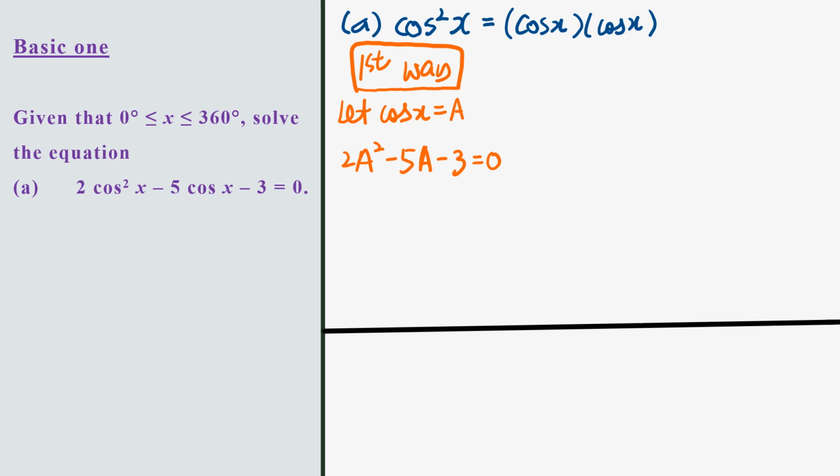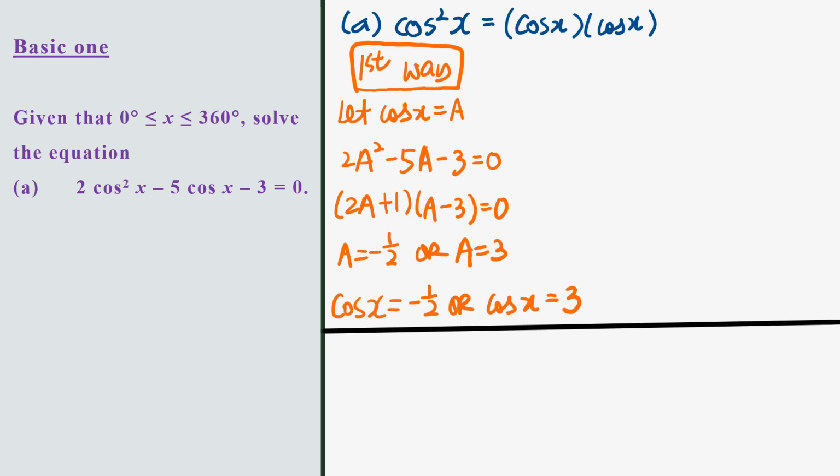And with that, you'll be able to factorize it into two linear factors. So a can be equal to negative half or a equals 3. And then you can just replace the a with cosine x, that is the initial value representing a. Right, so this is the first method. If you're not confident enough in solving trigo equations, make it into something that you are familiar with.